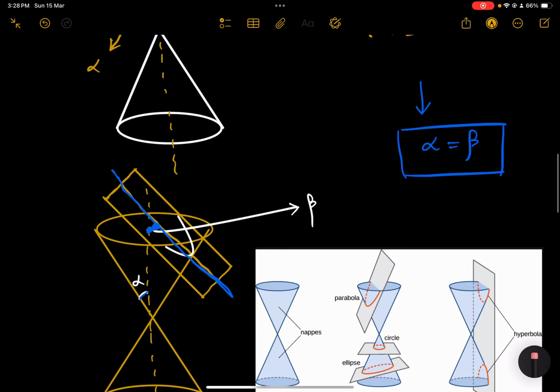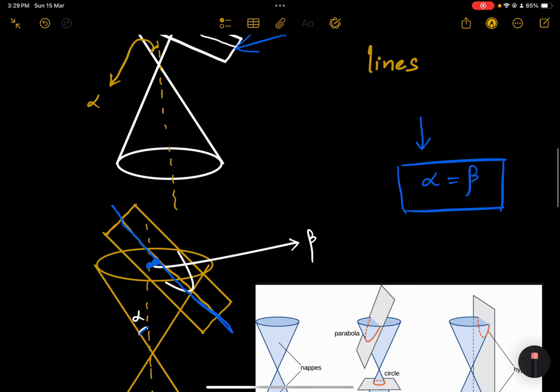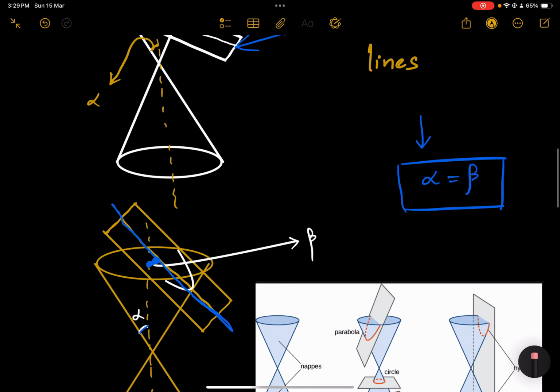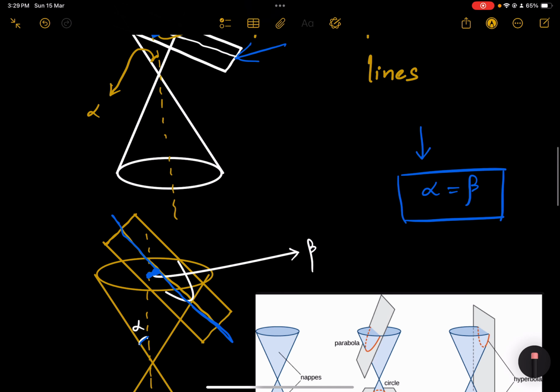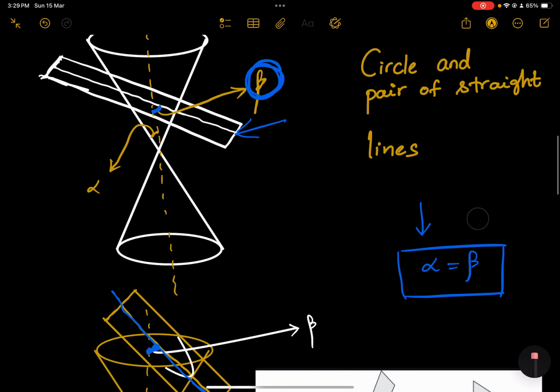So this can be easily done using MAINS scripts. I can maybe someday generate an animation and post it here if you guys really want to see how the cutting is done and how the tracing is done in order to get the shapes. So now when alpha is equal to beta, you will get this particular shape.